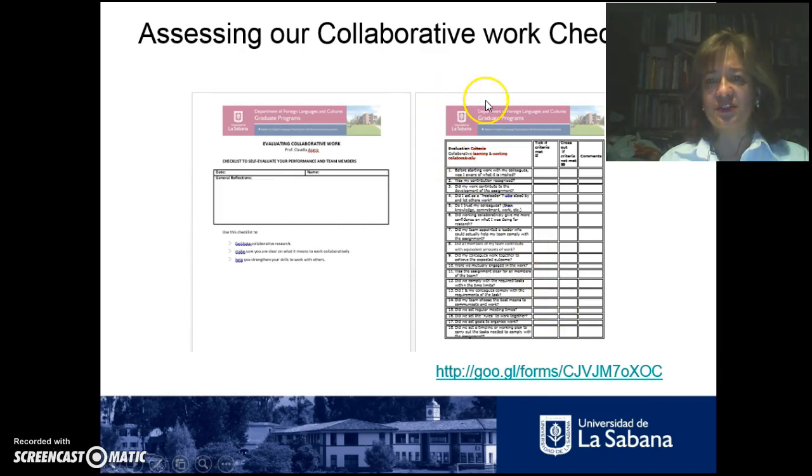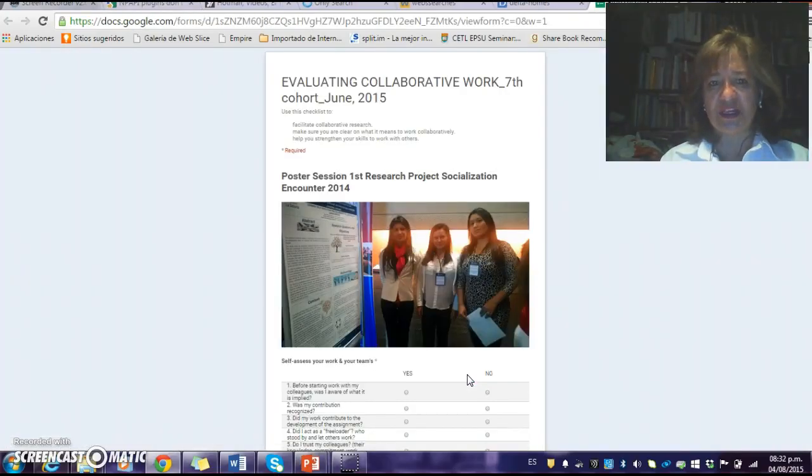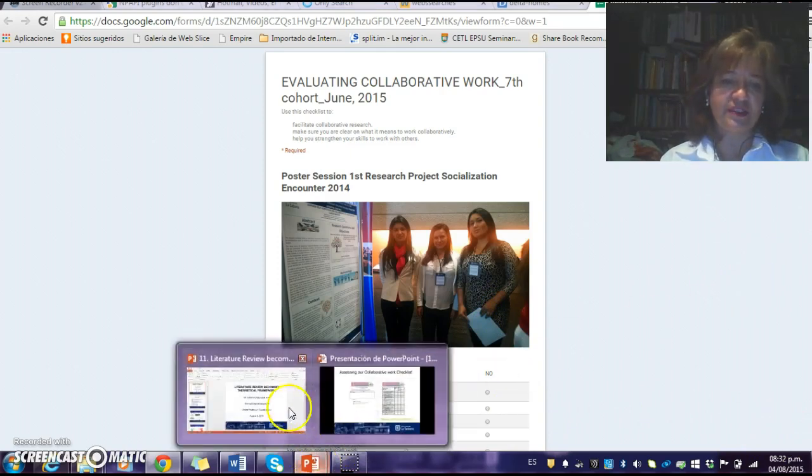One of the strategies that I suggest is the use of the checklist that you find here in these Google Docs, so you can identify certain items, remember the one that we used the other time, and know to what extent you are working collaboratively or not.